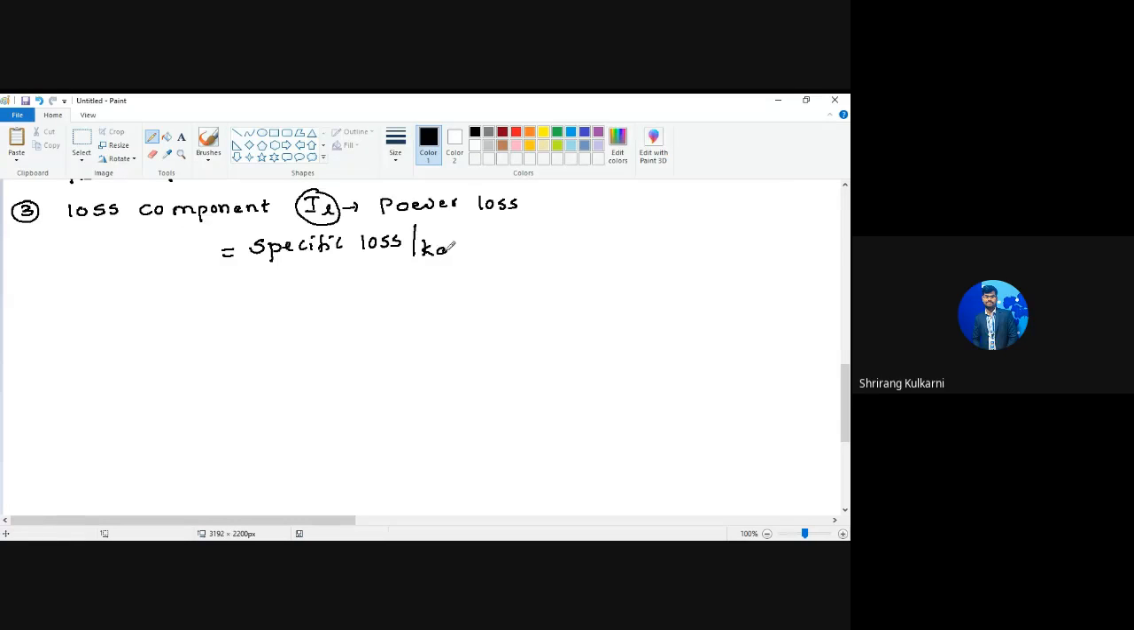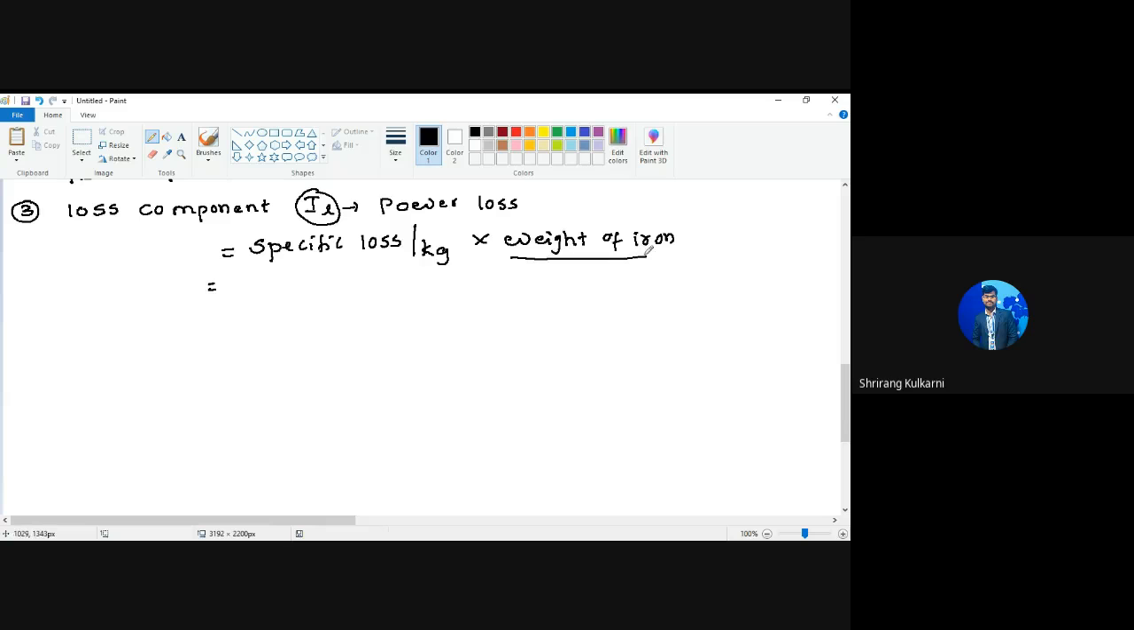per kg. They have given specific loss for 1 kg. Specific is nothing but always per unit. Specific means per unit, like for 1 unit, 1 meter, 1 kg. So specific always indicates per kg. Now it is per kg into weight of the iron part. If you multiply these two, you will get the total power loss.